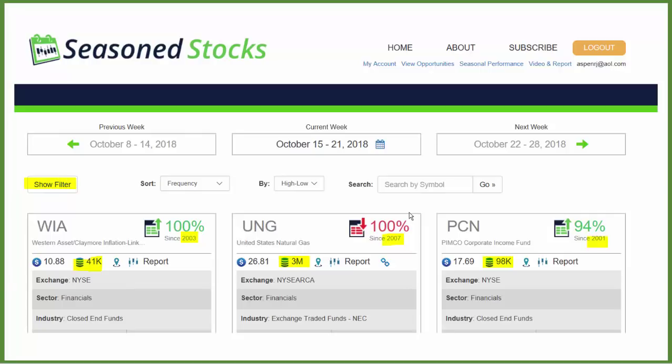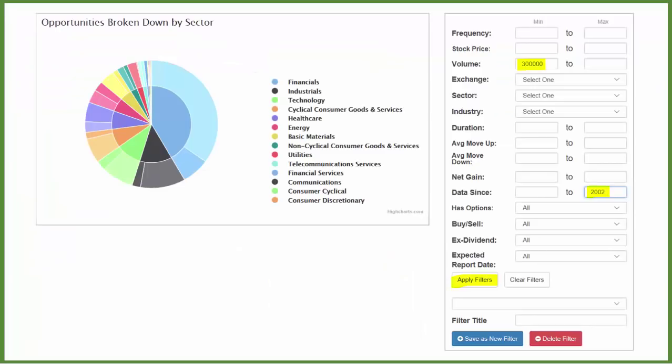That's going to bring up a filter. There are many different filters that you can run, but the only one that I am going to run is I'm going to require a volume minimum of 300,000. So I'll put 300,000 in that spot. I don't care if it's a lot of volume, so that's just going to be the minimum volume.